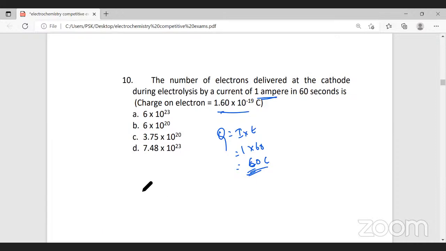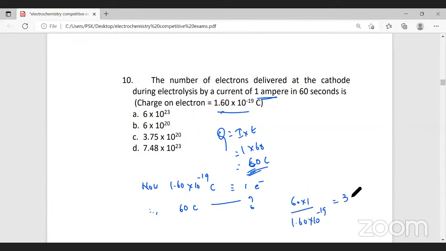Now, we know that 1.60 × 10^-19 coulombs is the charge of 1 electron. Therefore, 60 coulombs of charge will give how many electrons? It's cross multiplication. 60 × 1 divided by 1.60 × 10^-19 gives 3.75 × 10^20 electrons. Very good. Therefore, the answer for this question is option C.